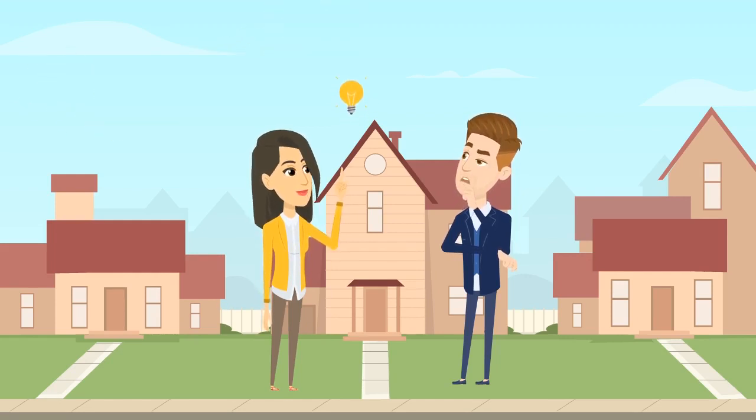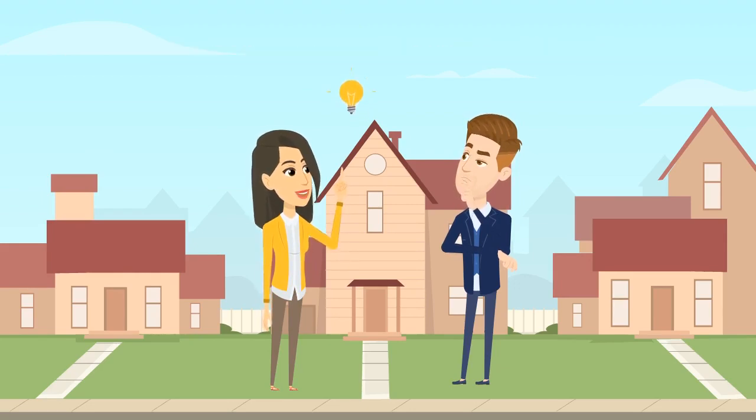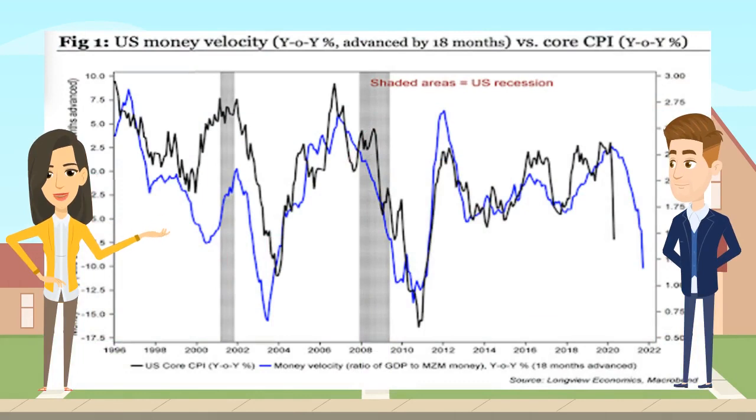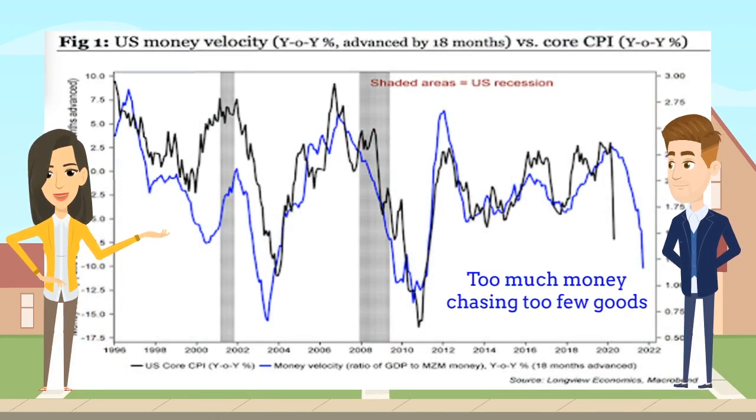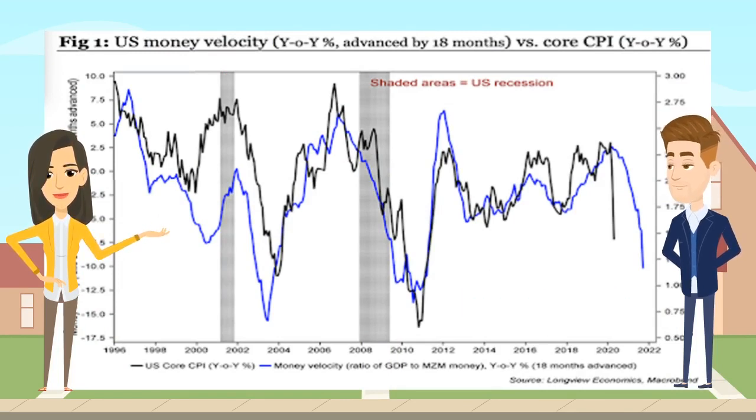I see. So we can assume that higher money supply creates inflation. Not exactly. This graph suggests otherwise. From what we observe here, money velocity has a better correlation with inflation rate. The idea that too much money chasing too few goods might be replaced by faster money turnover chasing too few goods. Now I can see why the V in MV equals PT is important.